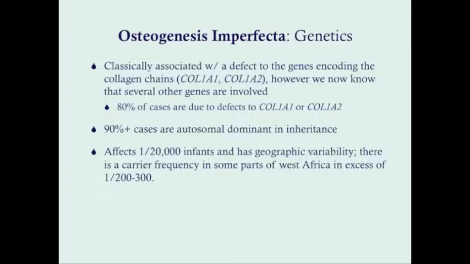In Eastern Africa, there is a carrier rate of about 1 in 200, 300. I think this sample is from Kenya, which would be East Africa.